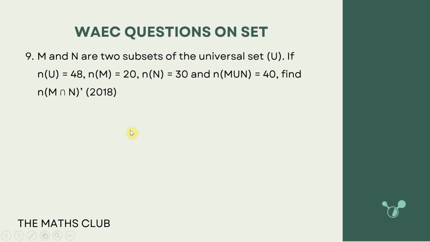Great. This next question is taken from 2018, and it says that if M and N are two subsets of the universal set U, and the number of elements in U is 48, number of elements in M is 20, number of elements in N is 30, and number of elements in M union N is 40, we should find the number of elements in N intersection M prime.